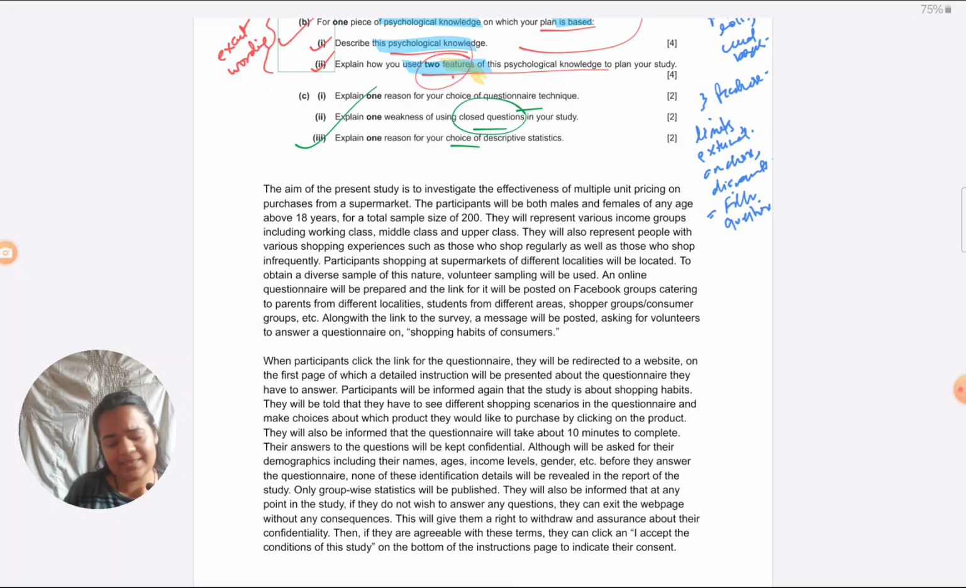Okay, quickly let's cover the C part also, which is going to test basically our application of research methods evaluation. They've asked us for one reason for the choice of questionnaire technique. Then they've asked us for one weakness of using closed questions and one reason for choice of descriptive statistics. So now I will cover all these questions. One reason for choice of questionnaire technique.